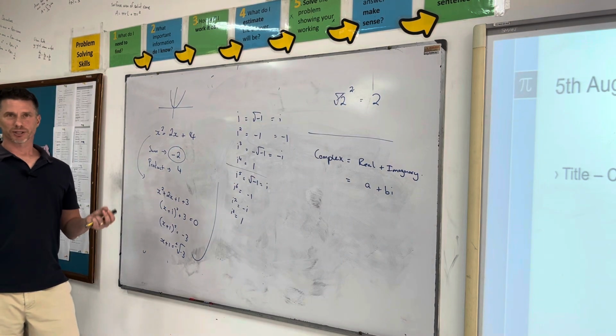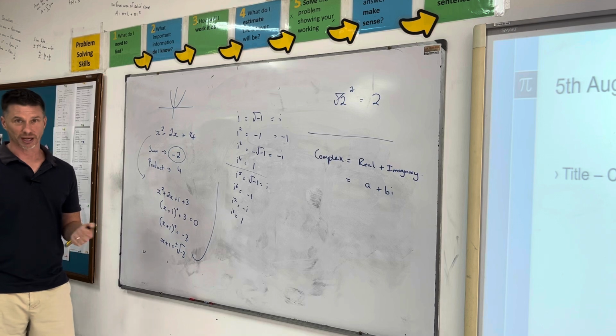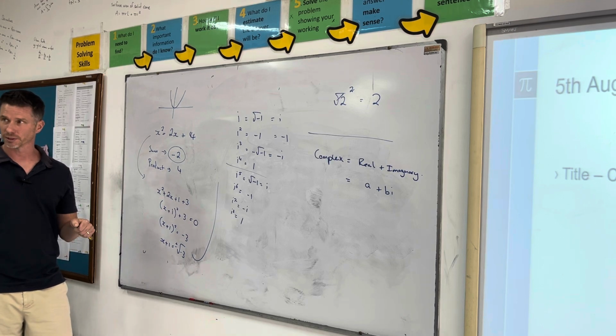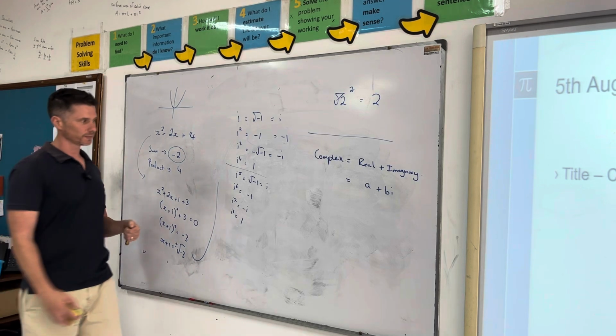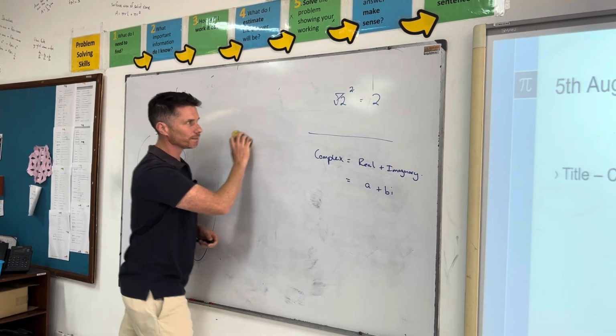Right, let's deal with the nuts and bolts, the arithmetic parts of complex numbers, i.e. adding them, subtracting them, multiplying them, and dividing them. I'm getting rid of this, hopefully you have it already.